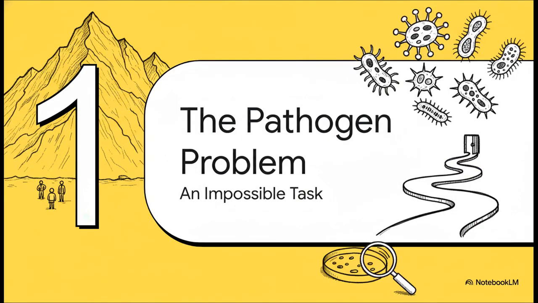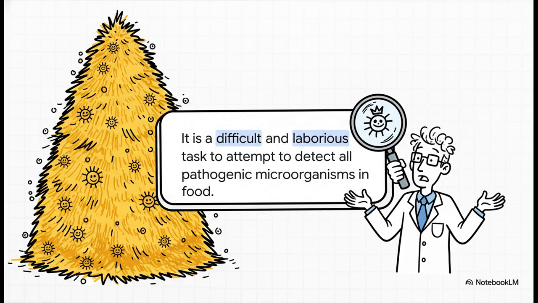Okay, so let's start by really understanding the mountain we're trying to climb here. Section 1, the pathogen problem. The size of this challenge is exactly why this whole field of indicator microbiology even exists. This right here is really the heart of the matter. A pathogenic microorganism is just a microbe, a bacterium, virus, or fungus that can make you sick. And trying to hunt down every single one of them in our food supply, it isn't just hard. For all practical purposes, it's impossible.